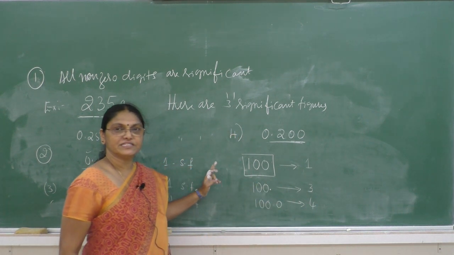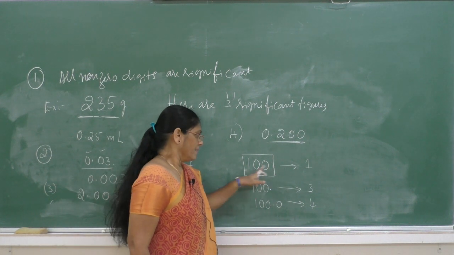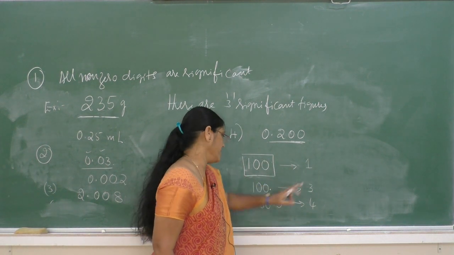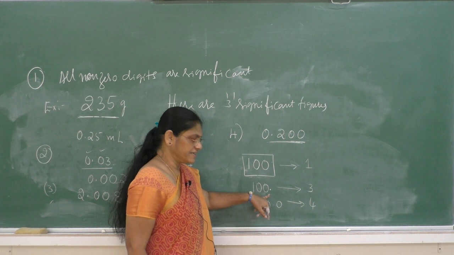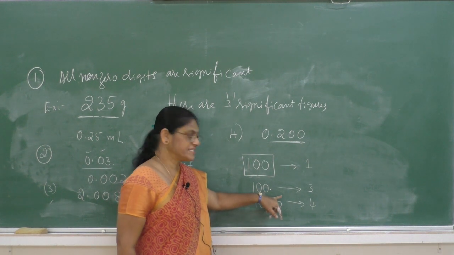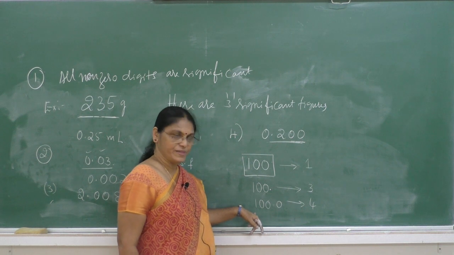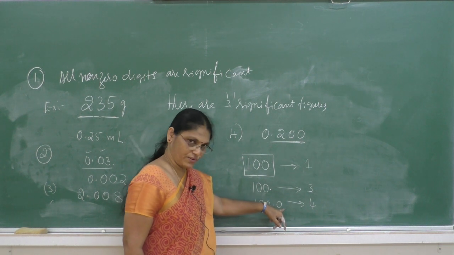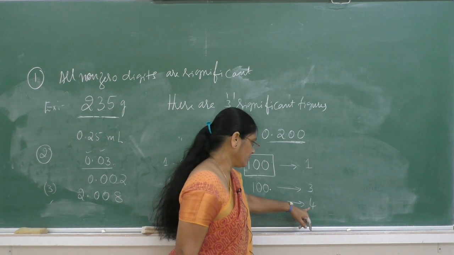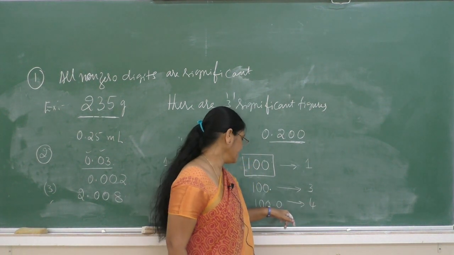So, the terminal zeros are not significant if there is no decimal point. But in the second example, this contains a decimal point. Therefore, all the 3 digits are significant. The significant figure is 3. In the third example, 100.0, this contains 4 digits. Therefore, how many significant figures are present in this number?